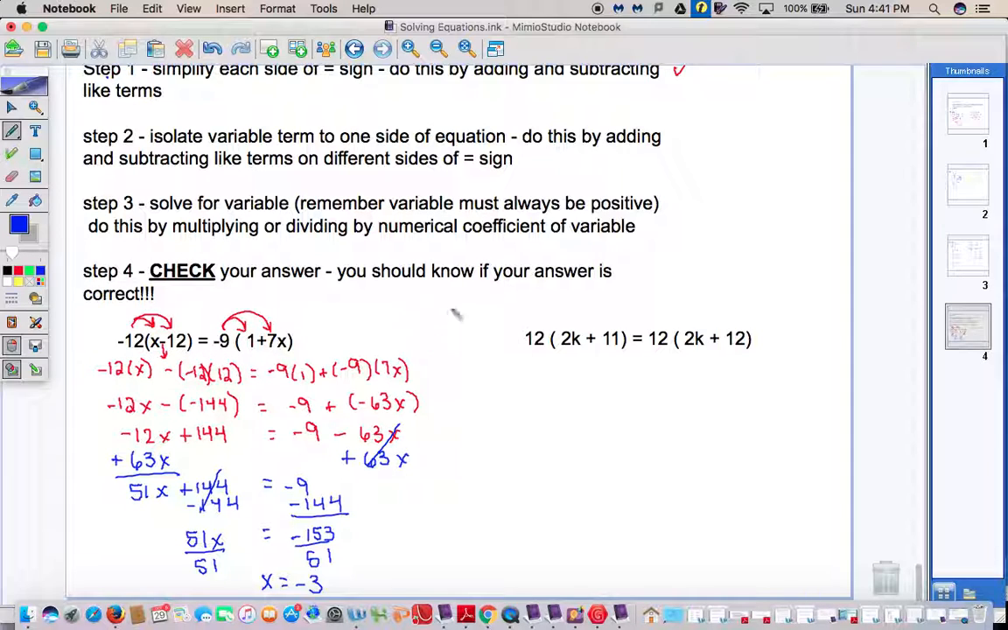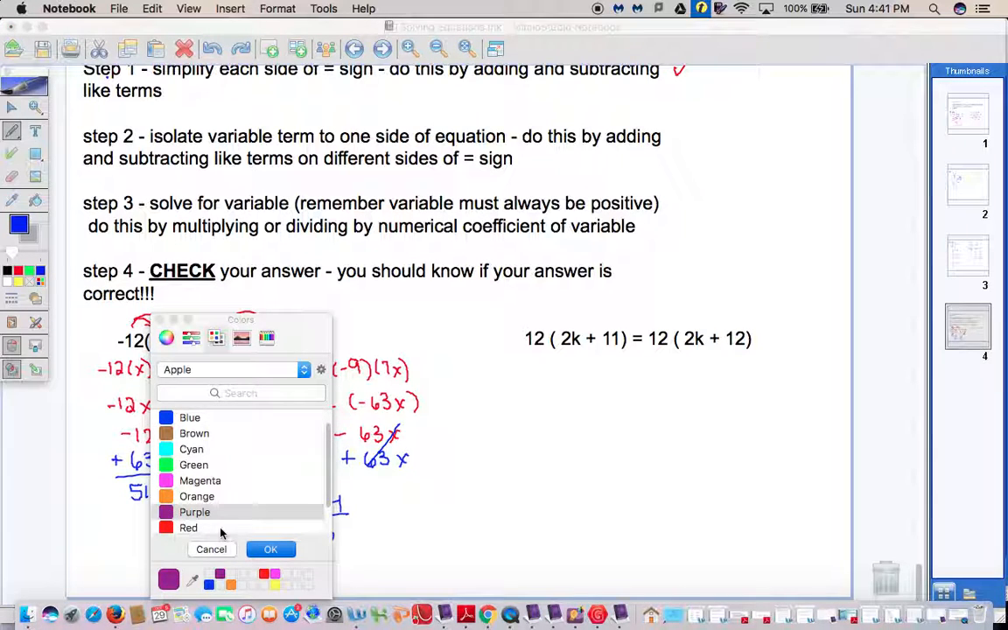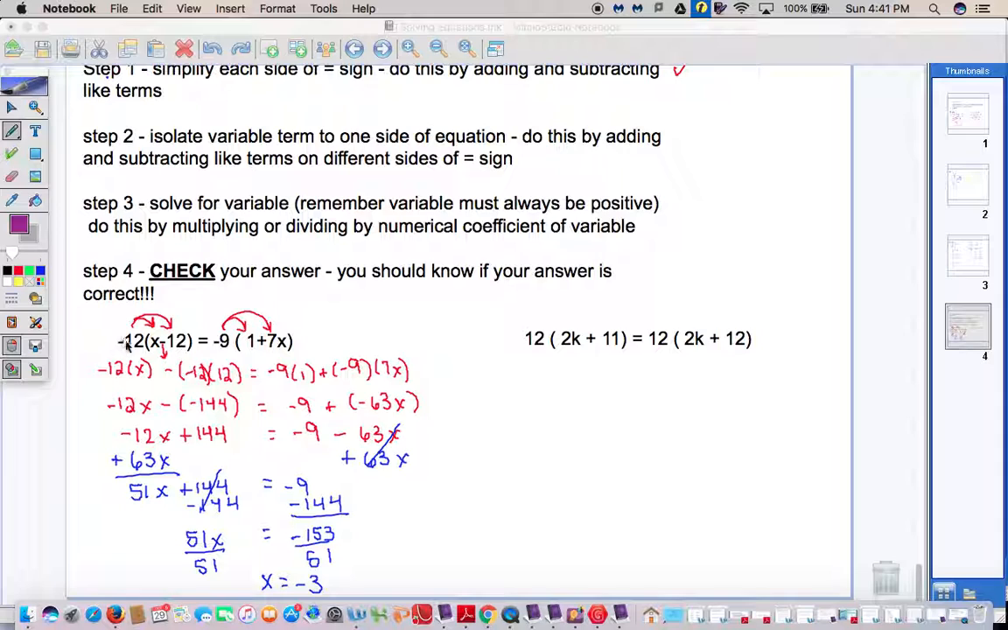So if I do that, and I'm going to check in a different color. Let's check in purple. So if I substitute a negative 3 in, I have negative 12 times (negative 3 minus 12), and that should equal negative 9 times (1 plus 7 times negative 3). So negative 3 minus 12 is negative 15, so I have negative 12 times negative 15, and that should equal negative 9 times (1 plus a negative 21).